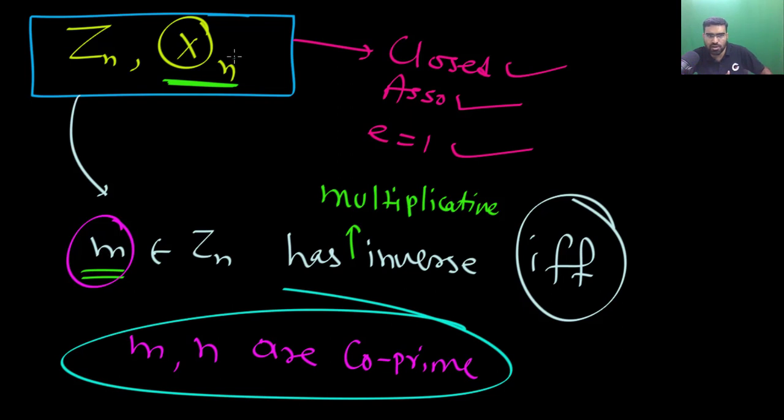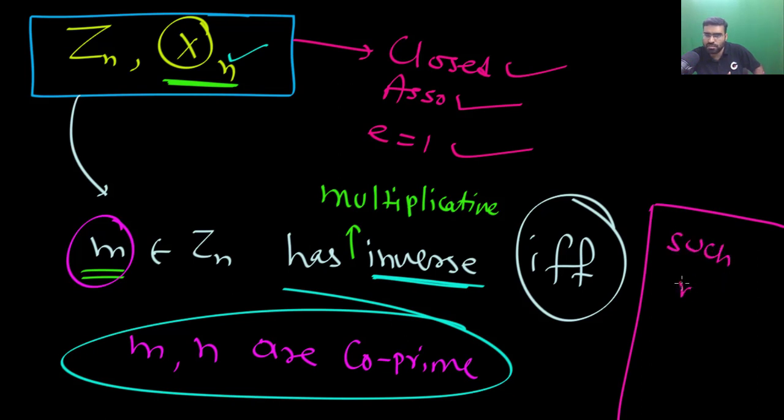So those elements which are co-prime to n, those elements will have inverse. And this element m we will call a unit. Such an element m is called a unit. I hope this point is clear.